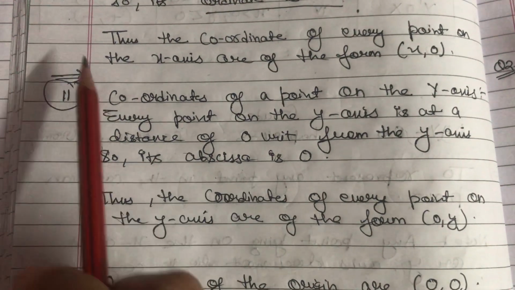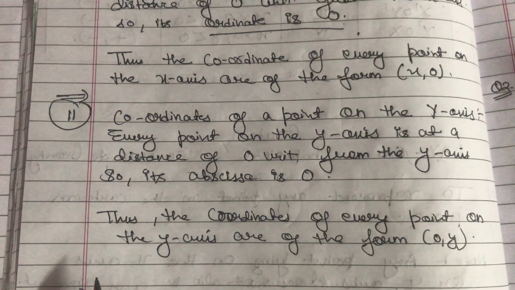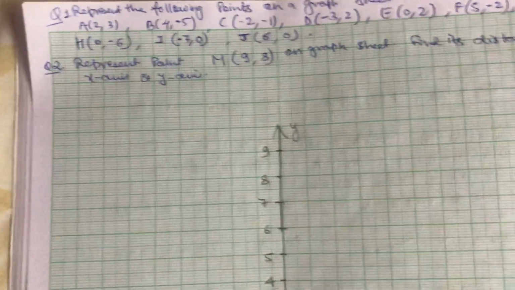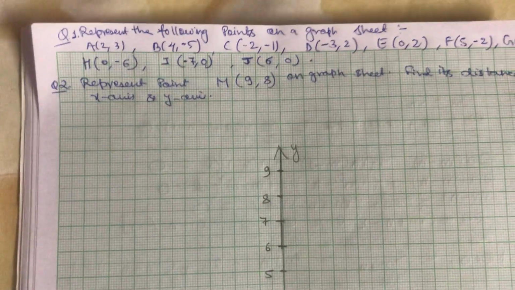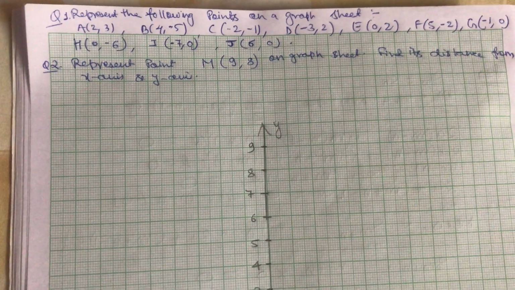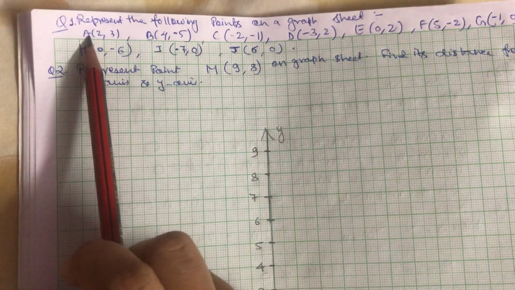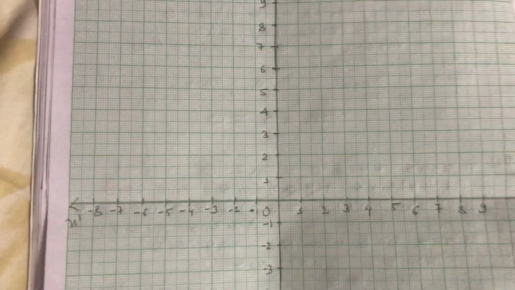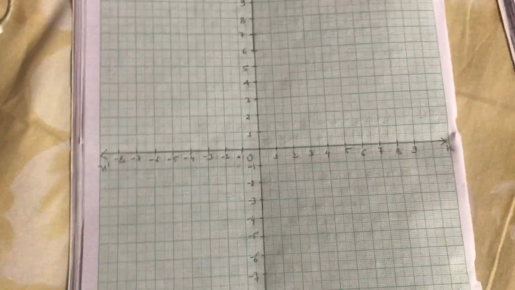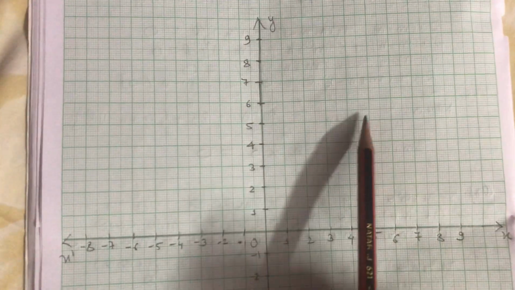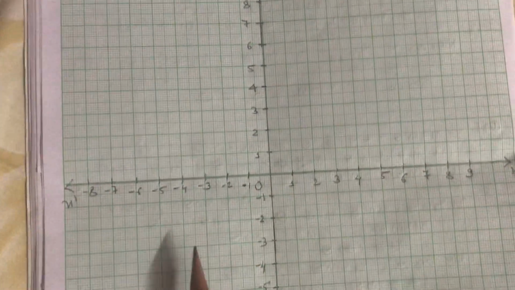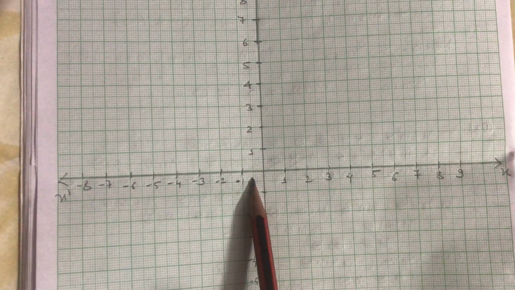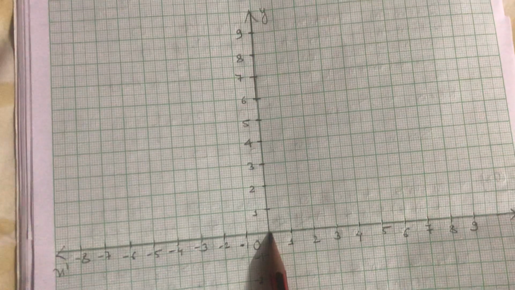Based on this discussion, let's solve a question. The question is to represent the following points on a graph sheet. As you can see, points are given here, so one by one we are going to represent all the points. You know that this is a graph sheet, right? This is a graph sheet with this as the first quadrant, this as the second quadrant, this as the third quadrant, and this as the fourth quadrant. And this O is my origin with coordinates 0, 0.